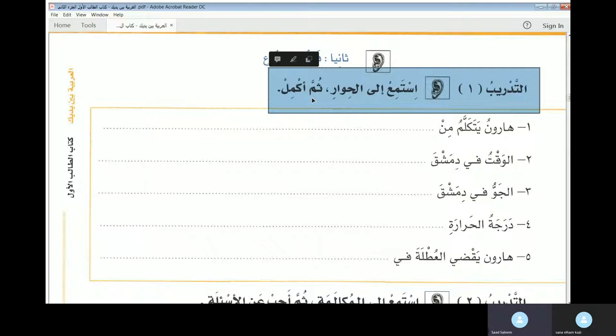Okay. Mahmoud: كيف الجو في دمشق؟ Mahmoud is asking, how's the weather in Damascus? Harun: الجو دافئ اليوم. درجة الحرارة 20. الجو دافئ اليوم. What does it mean?